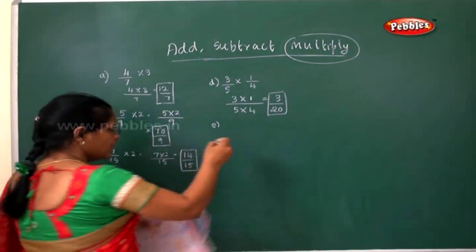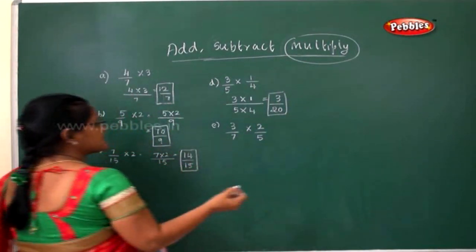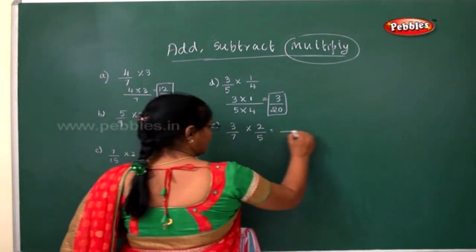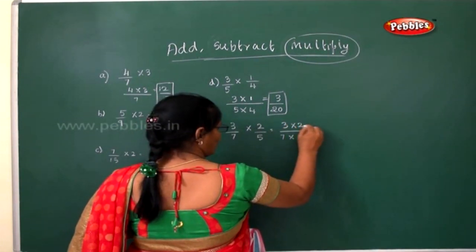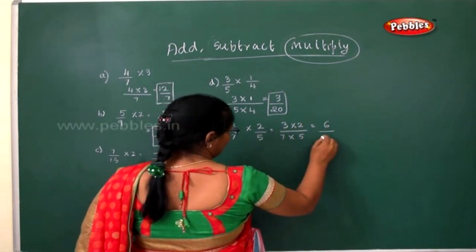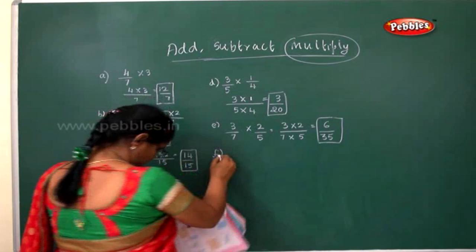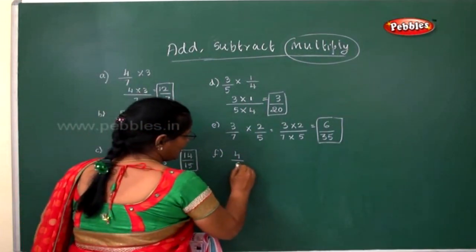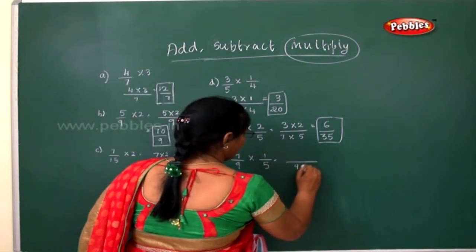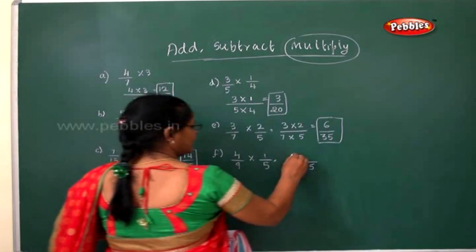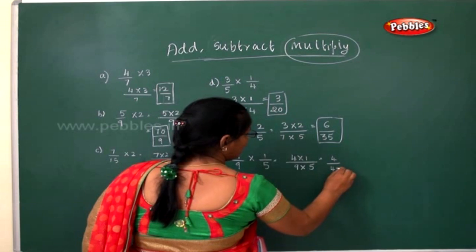Now next sum is 3 by 7 into 2 by 5. Now how will you do 3 by 7 into 2 by 5? Same way, take the denominators 7 and 5 and take the numerators 3 and 2. What is 3 2s? 6. And what is 7 5s? 35. Now next sum is 4 by 9 into 1 by 5. Again 9 and 5 you will write the denominators down and the numerators on the top. So 4 1s are 4 and 9 5s are 45.